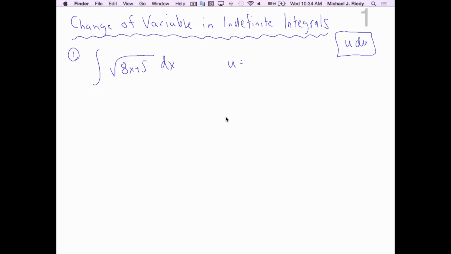So you have a couple options for u here. I could pick x to be u, which would be really silly, because that would just be the square root of 8u plus 5, which doesn't change anything. You could choose 8x to be u, you could choose 8x plus 5 to be u, or you could choose the square root of 8x plus 5 to be u, which again would also be silly. So I'm going to choose 8x plus 5 to be equal to u. I'm guessing? How are we supposed to just guess? Initially, yes, but as you do more of them, you'll get more comfortable recognizing what your u term is.